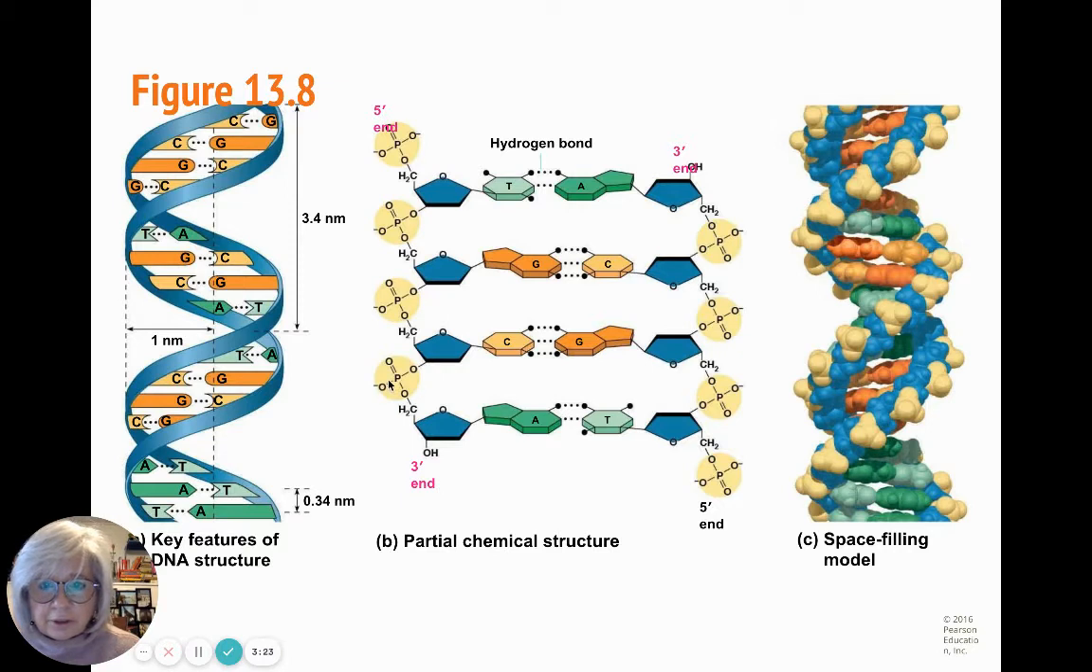Again, we've got our phosphate sugar base. And then interestingly, I want you to notice the directions. So this side, it says 5', so it goes from phosphate, sugar, and so on. And it ends with this last nucleotide, phosphate sugar base, that has a free OH on the 3' end. And basically, this guy is the one who's going to accept the next nucleotide if I was building a chain.